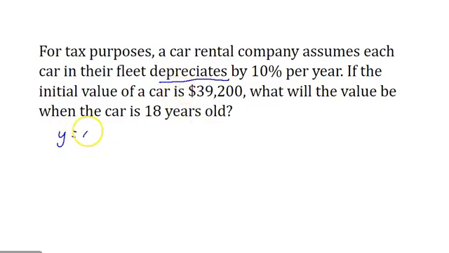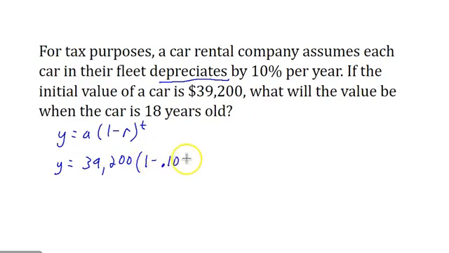So our equation we can use is y equals a times (1 minus the decay rate) raised to the power of t, where y is what we end up with and a is what we start with. We're looking for the future value of the car, and we know right now it's $39,200, and it depreciates 10% per year, so that'll be 1 minus 0.10 raised to the power of 18.